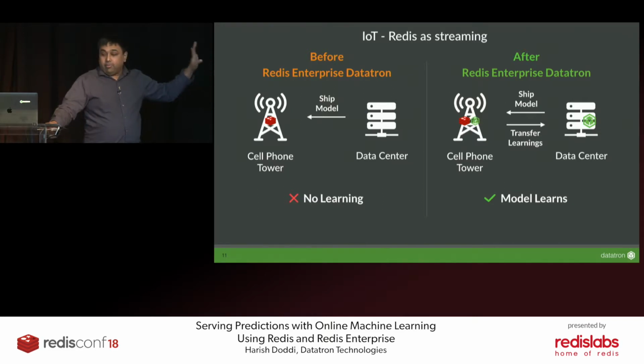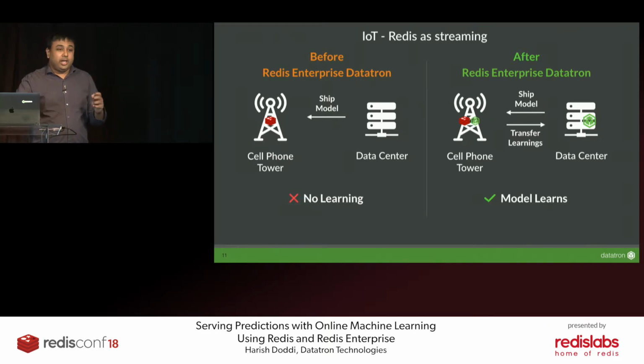Unlike that, if we come up with Redis as a streaming data source on the IoT device, we can actually merge the streaming data plus historical data. So once we deploy the first model, the model can learn from the streaming data. And you can configure these things however you want, the weights and all those things. So the idea here is that the model can learn faster.